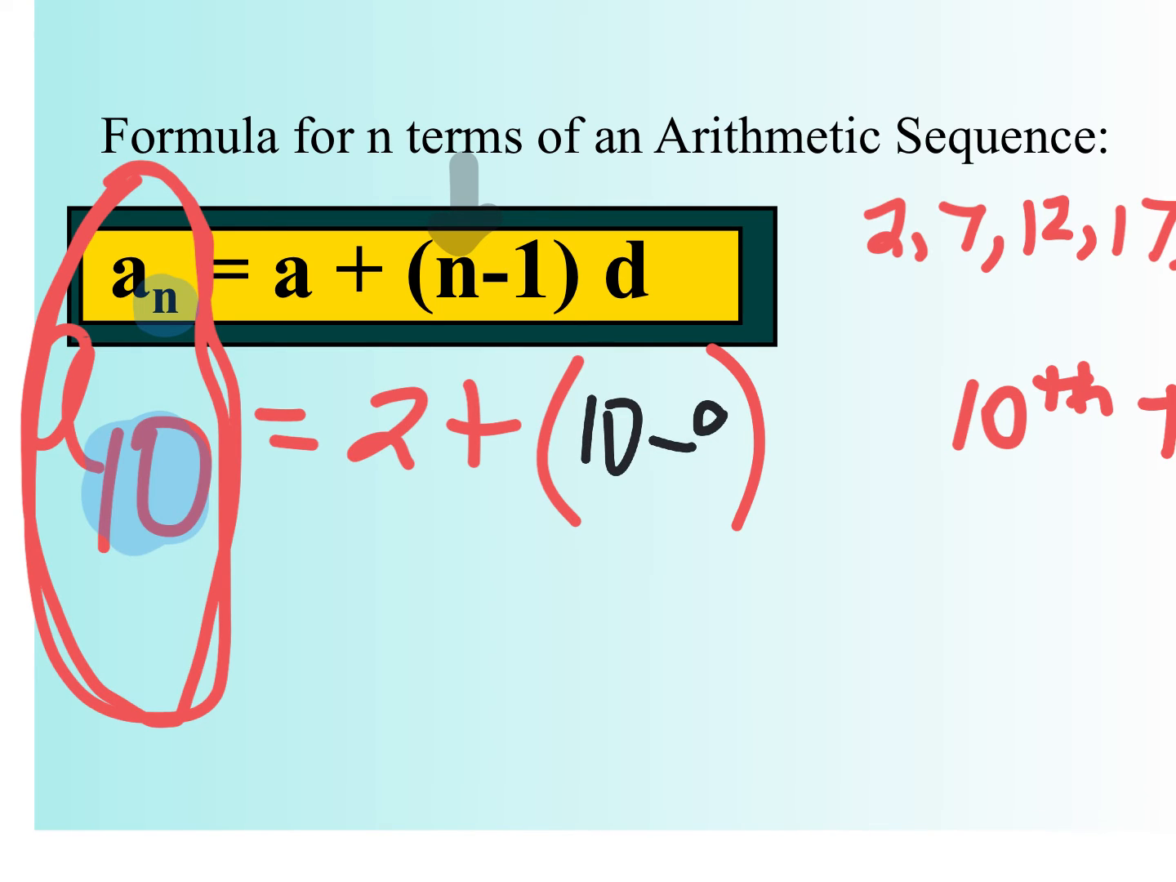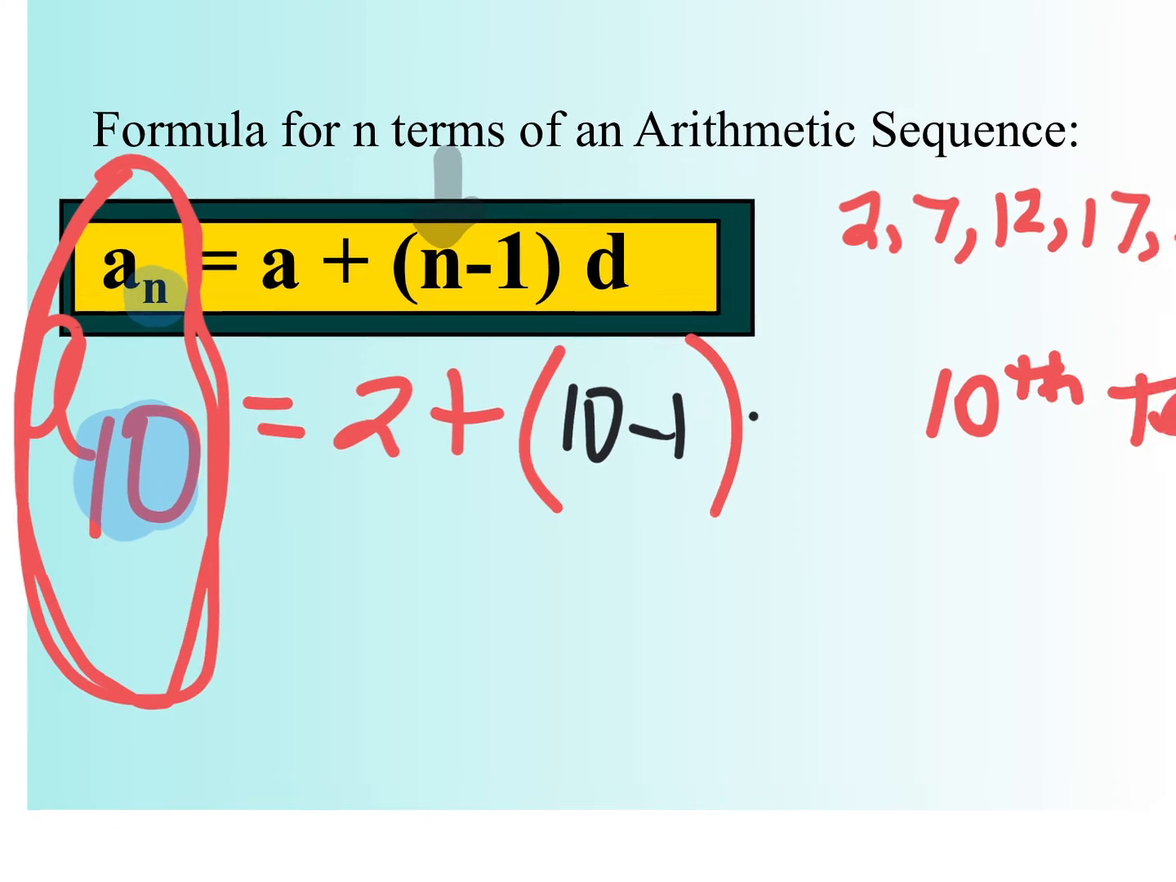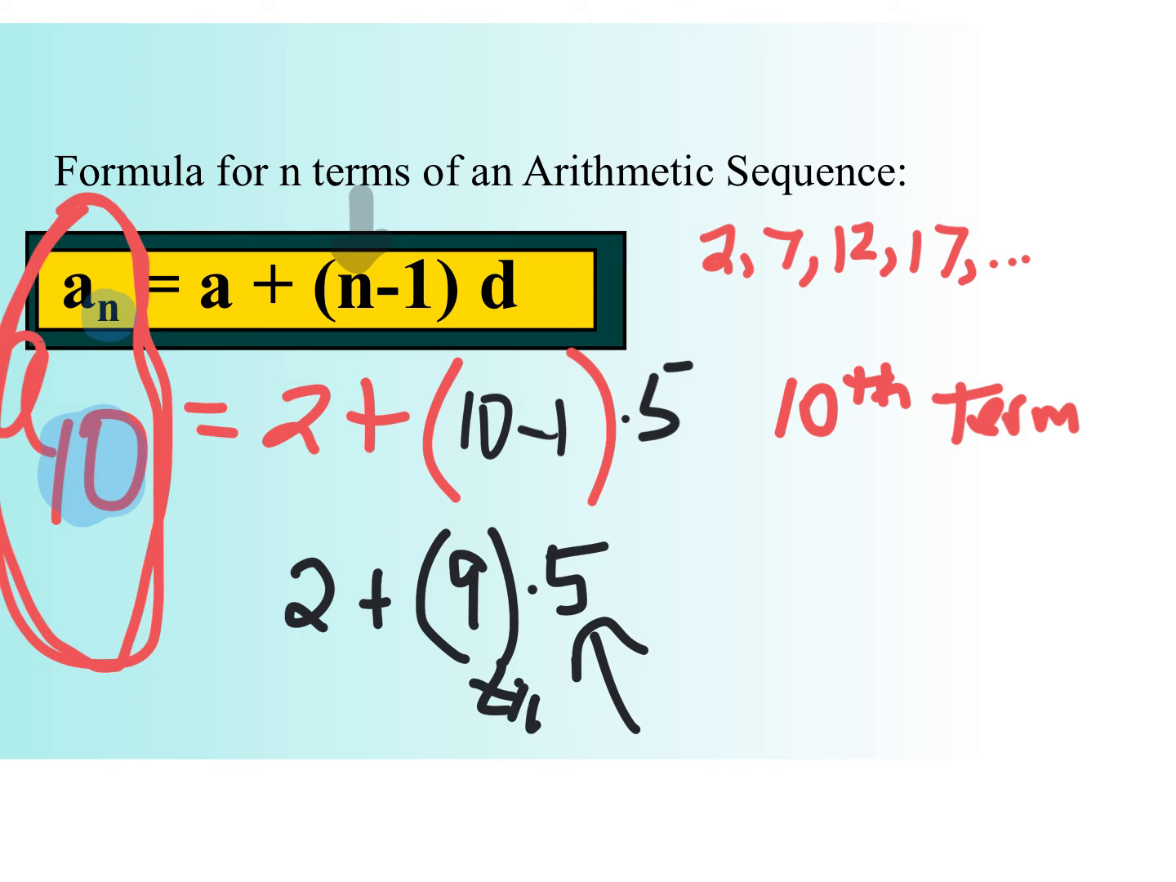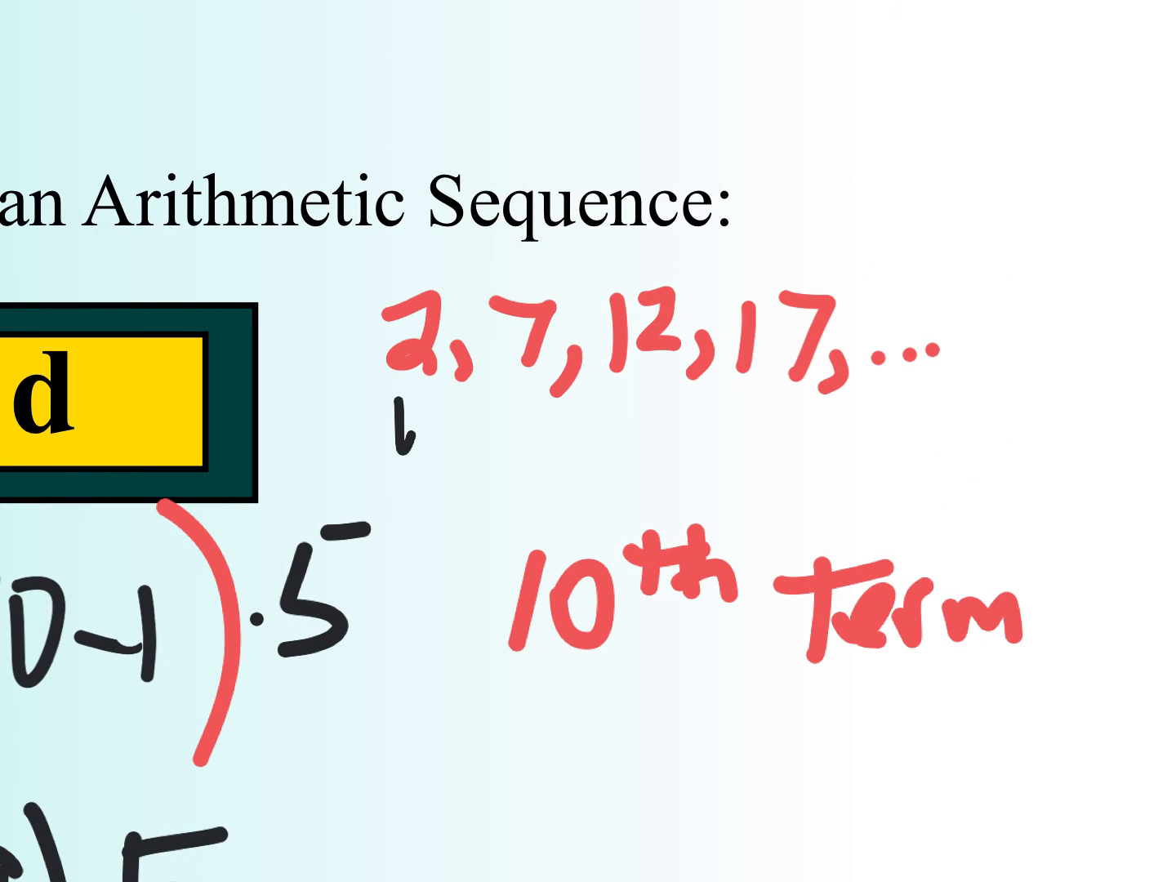Minus 1, oops, times d, the common difference. How much were we adding each time? 5. There we go. It's a 2, but then 9 times, see the 10 minus 1 is 9? We added 5 nine times. To get the 10th term, you have to add it 9 times? Yeah, because your first term was this one.